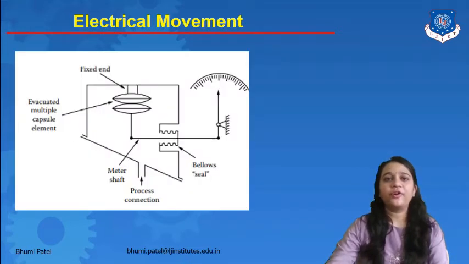First of all, the electrical movement of the indicator. This is the diagram of the electrical movement. Here you can see that we can connect an indicator with the fixed end and the process connection. A bellows seal is connected, and multiple capsule elements are connected with the fixed end.